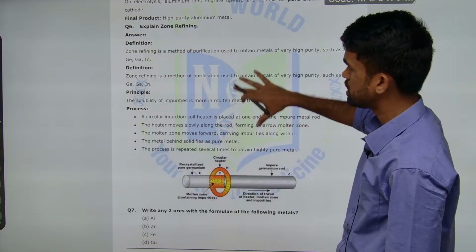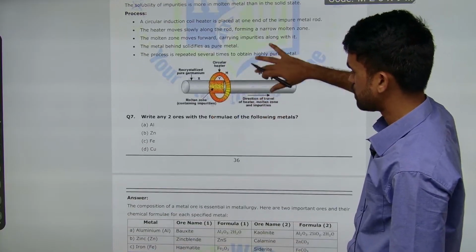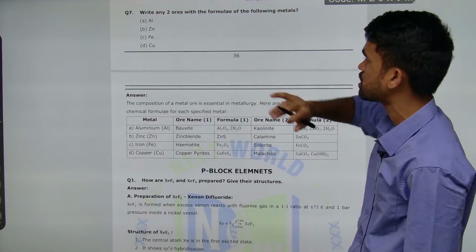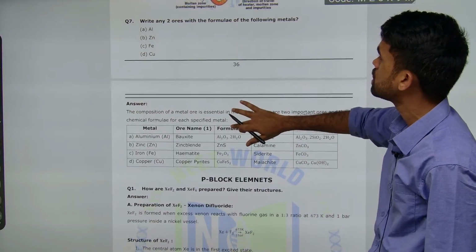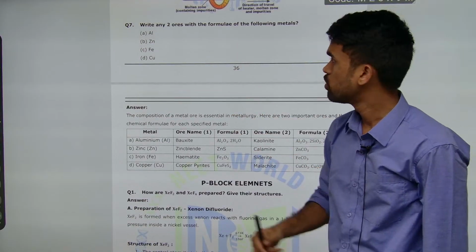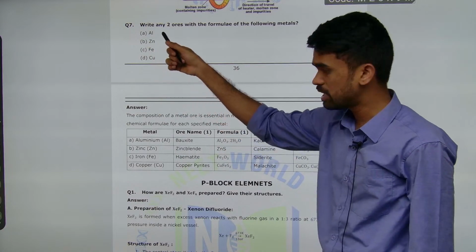Already we discussed zone refining, that's done. And one last question from metallurgy, 4 marks: write any 2 ores with a formula of the following metals. These are the 4 metals we have, and we need to write their ores.